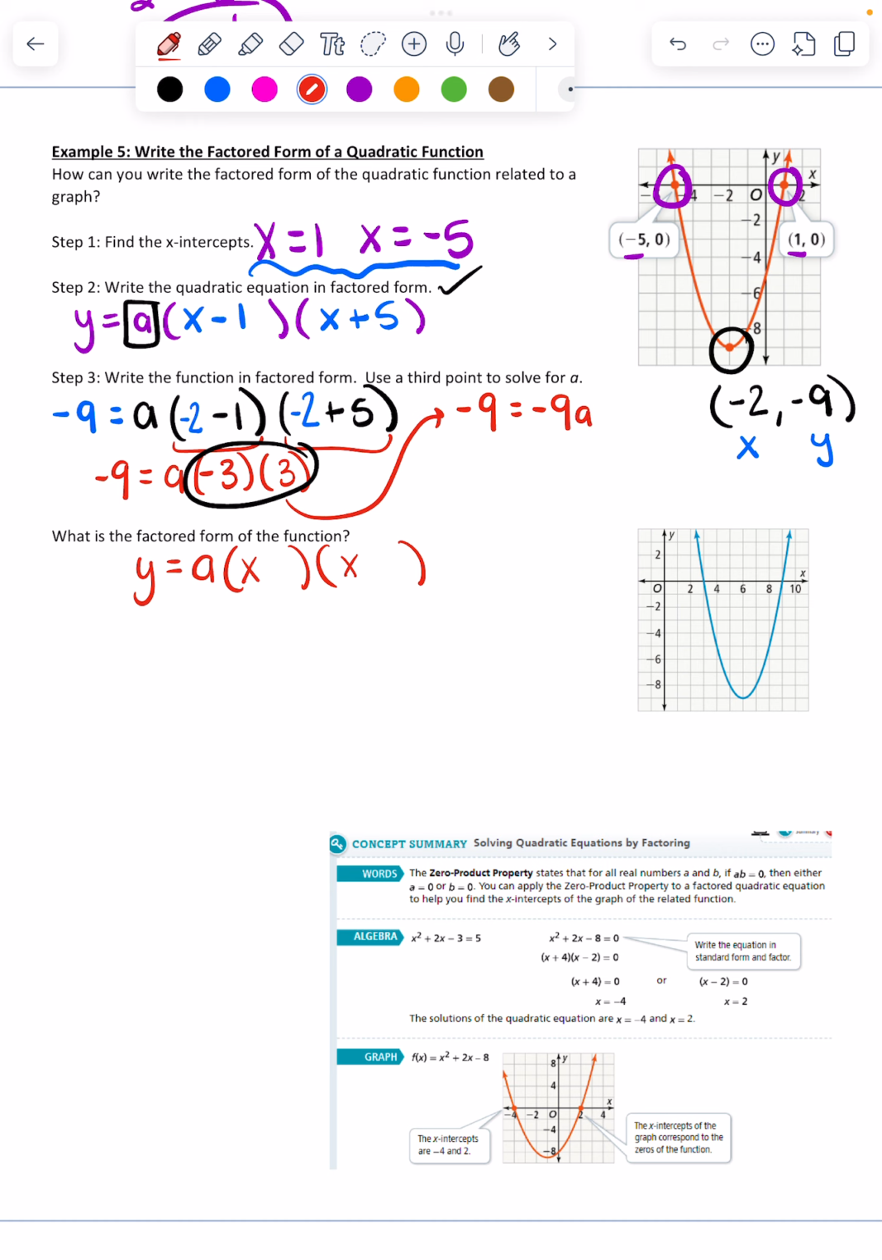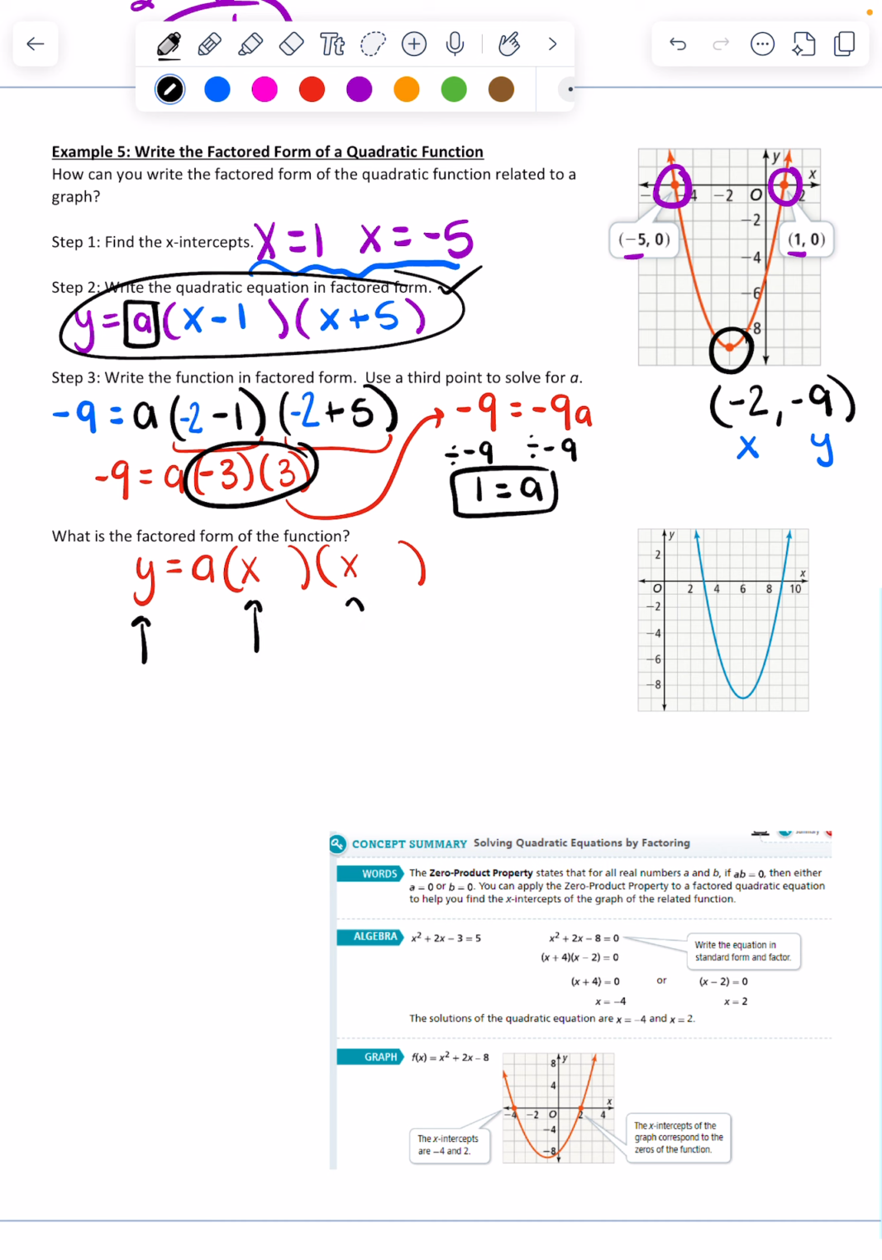And we have one more step to solve for a. We're going to divide by -9. And when we do that, we are left with 1 as our a value. All right, so now that we found our a value, we can go back to our original factored form. Y and x can go back to being their unknowns as before. But now we know what our a value is, and we know what our x-intercepts are. So we're going to plug in 1 for a, and plug back in our factors exactly how they started.